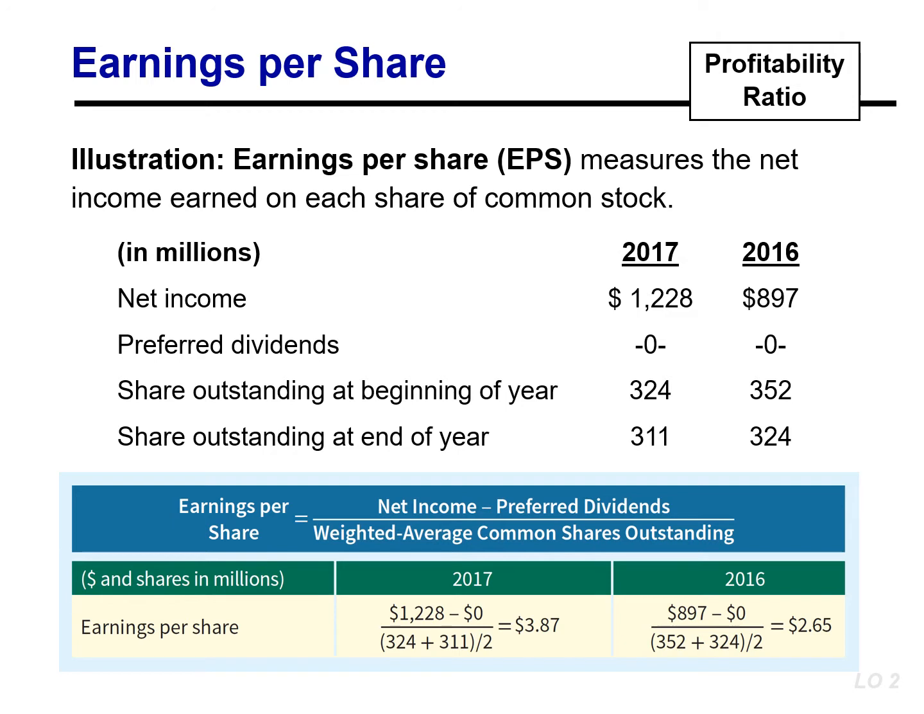Best Buy's earnings per share increased from $2.65 to $3.87. This increase occurred because its net income increased and its outstanding shares decreased. It is really important to note that comparisons of earnings per share across companies are not meaningful because of the wide variations in the number of shares of outstanding stock among companies.